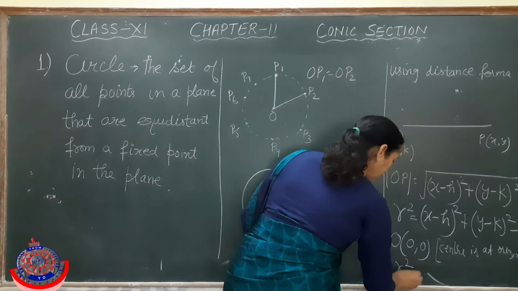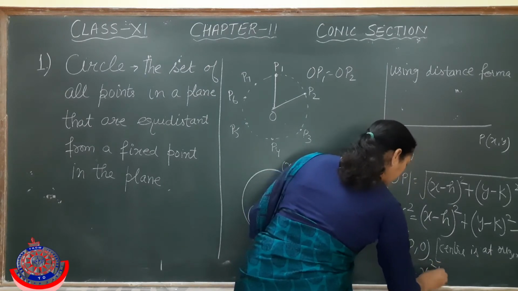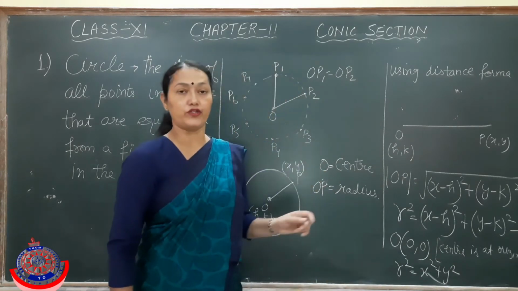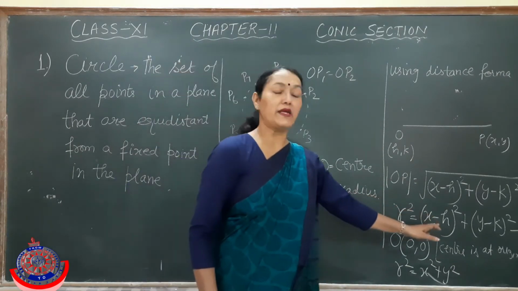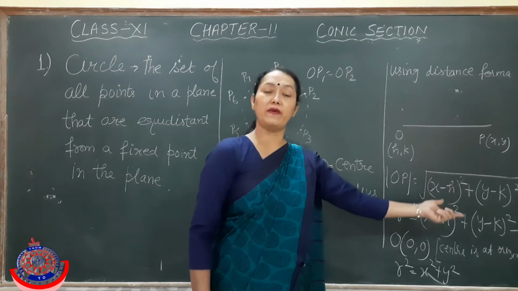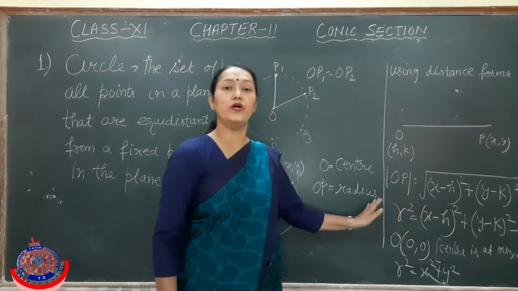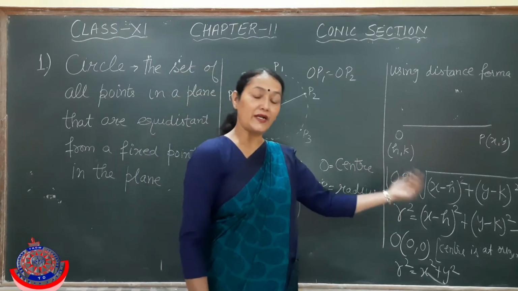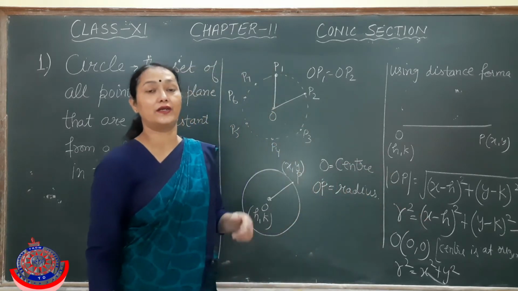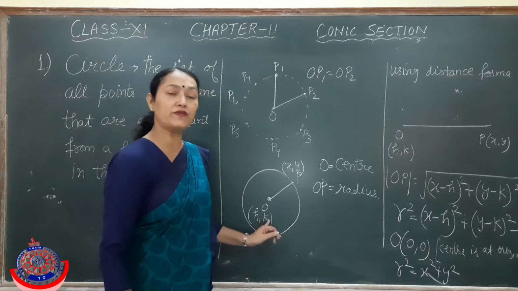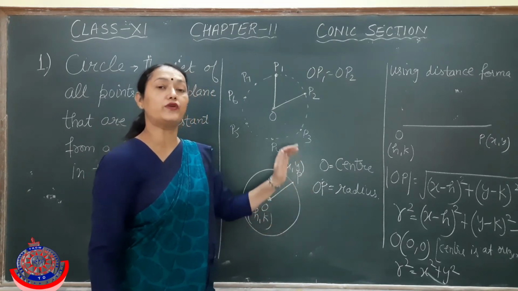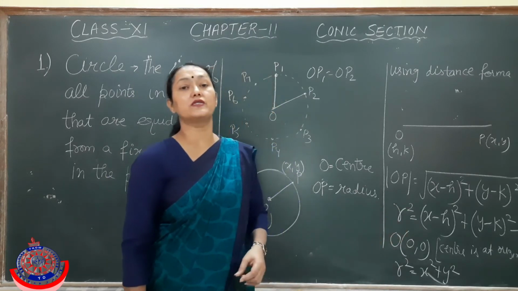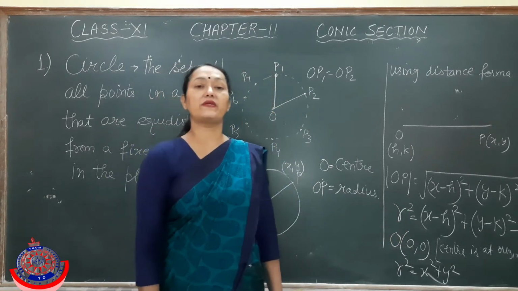Then equation of circle will be r square equals to x square plus y square. Equation of circle is (x minus h) whole square plus (y minus k) whole square equals r square, radius square. But in case the center of the circle is at origin, in that case coordinates of origin will be 0 and 0. So equation of the circle will become r square equals to x square plus y square. Now let us do some examples related to this.